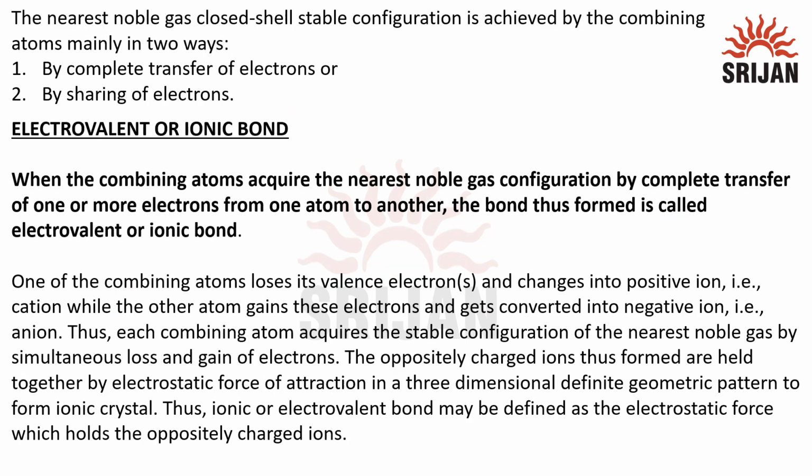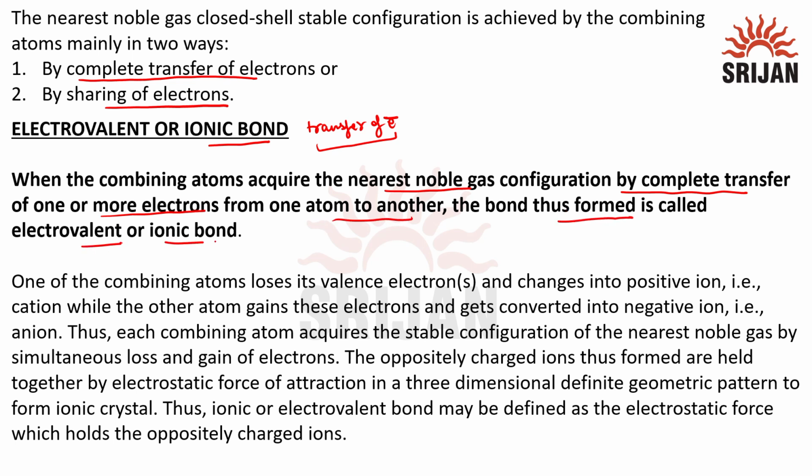Now moving ahead, the nearest noble gas configuration can be achieved by two methods: by complete transfer of electrons or by sharing of electrons. Talking about these two methods, first is the electrovalent or the ionic bond, in which the complete transfer of electrons takes place to make a stable configuration in a compound or a molecule. When combining atoms acquire the nearest noble gas configuration by complete transfer of one or more electrons from one atom to another, the bond thus formed is called the electrovalent or the ionic bond.